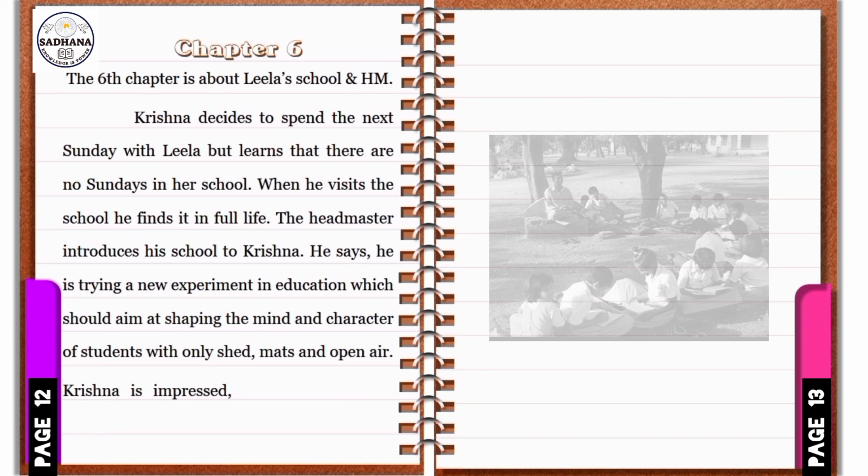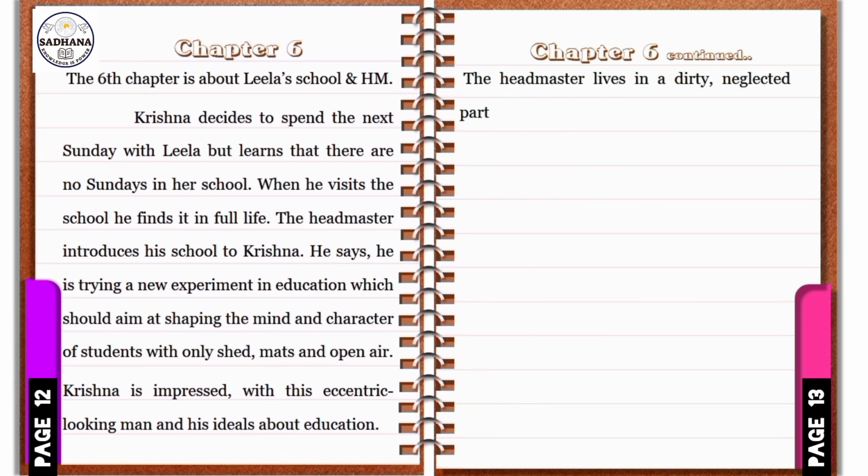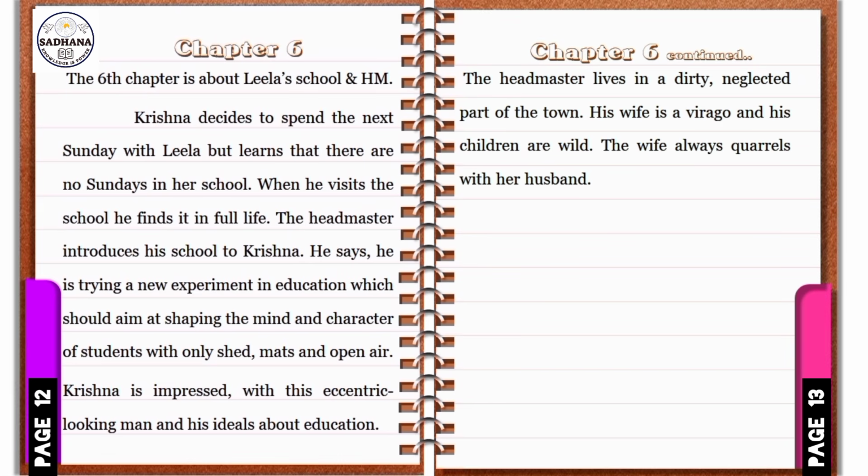Krishna is impressed with this eccentric-looking man and his ideals about education. The headmaster lives in a dirty, neglected part of the town. His wife is a virago and his children are wild. The wife always quarrels with her husband. The promised cat for Leela is not found and Hum returns to Krishna's home.